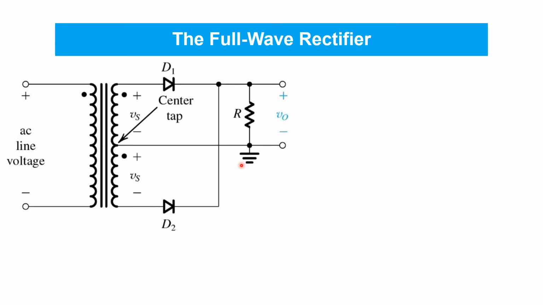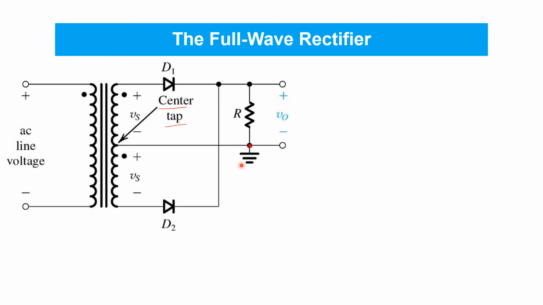Now, it seems a shame to, in a sense, waste the negative half cycles of the source voltage Vs. So to try to capture some of that, we developed a full wave rectifier circuit, which is pictured here. In this case, the power transformer has a center tap, which is connected to ground on the secondary side of the winding in the rectifier circuit.